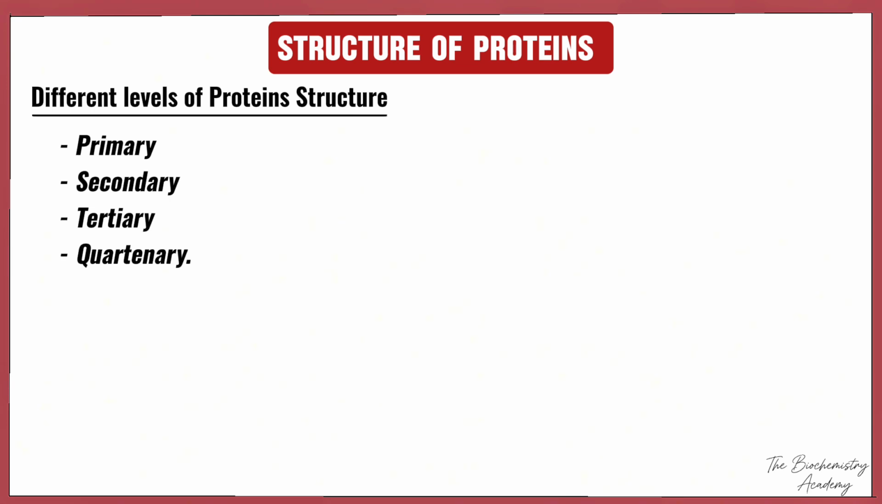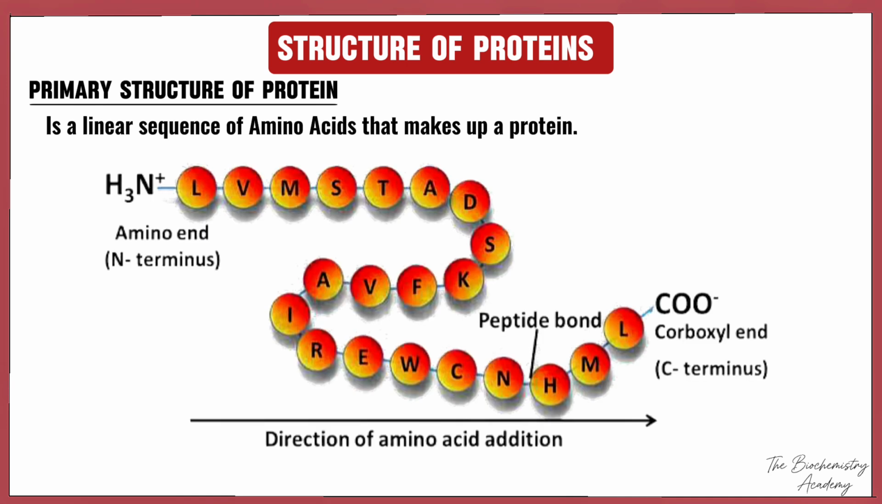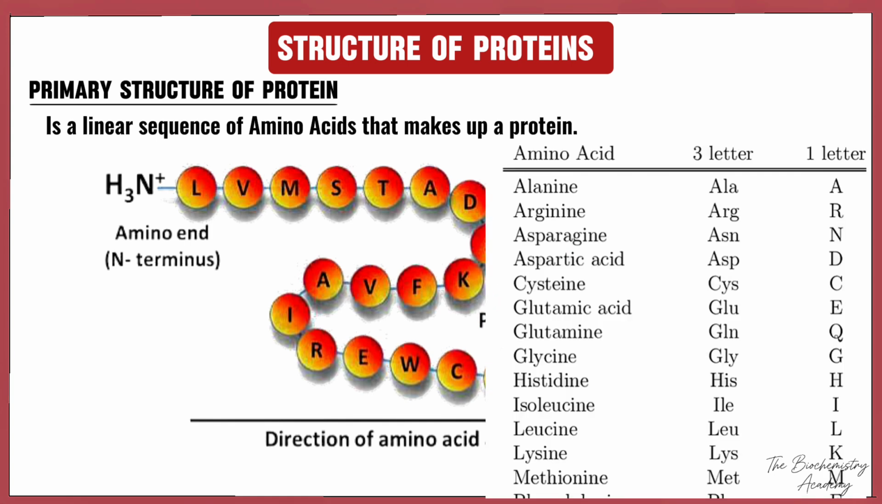Now, the first level is the primary structure of protein. The primary structure of protein is the linear sequence of amino acids that make up a protein. Remember, I said that amino acids are the monomers, or the building blocks of protein, and they are held together by a peptide bond. The linear sequence is either written in a 3-letter or a 1-letter form. An example looks like this.